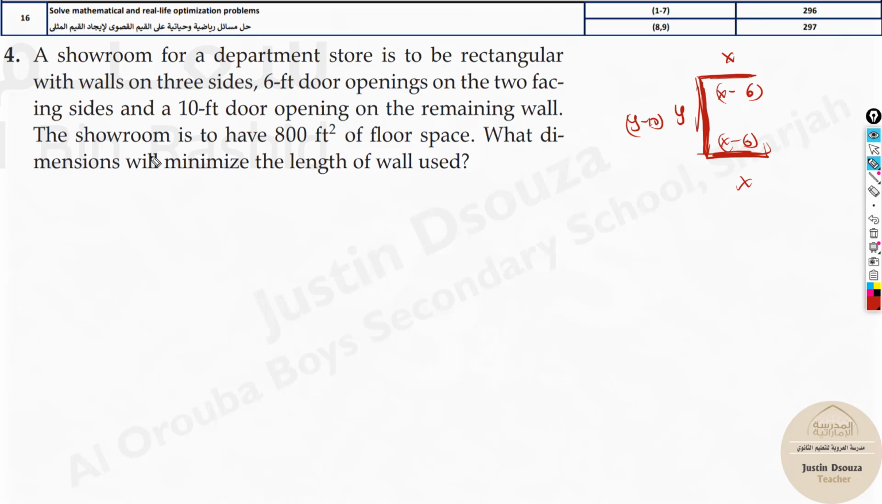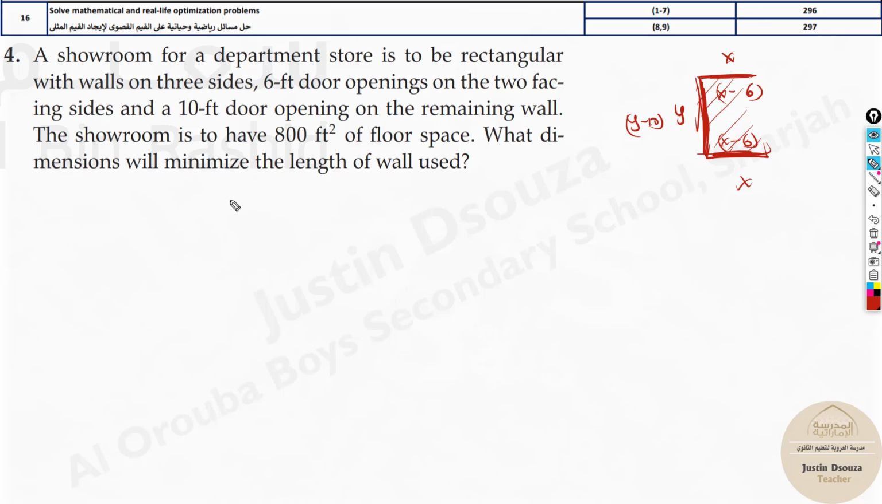They have clearly mentioned it. 3 walls only, and these are the door openings on the remaining wall. So, what dimensions must minimize the length of wall used? We must minimize the length of wall being used. The area is given. The floor space means all this region, right? That's basically the area. So, how do we solve it is, first of all, it's not the perimeter exactly, these sides, right? Because over here, we are removing some part.